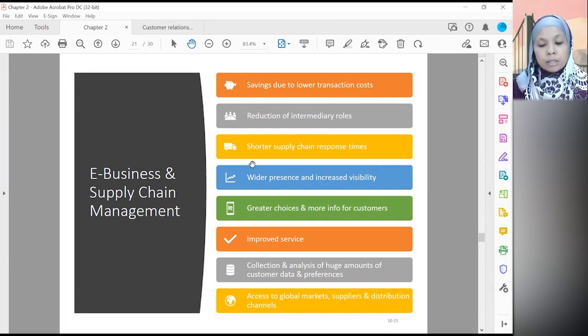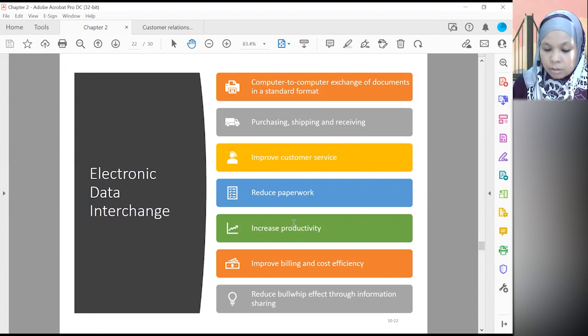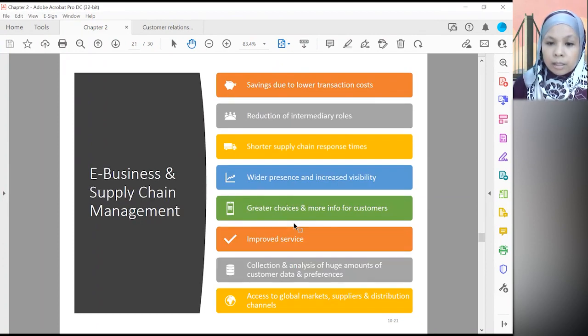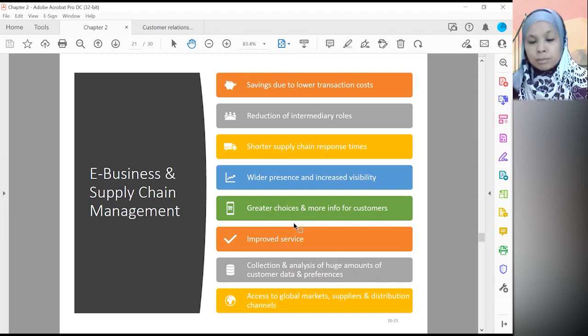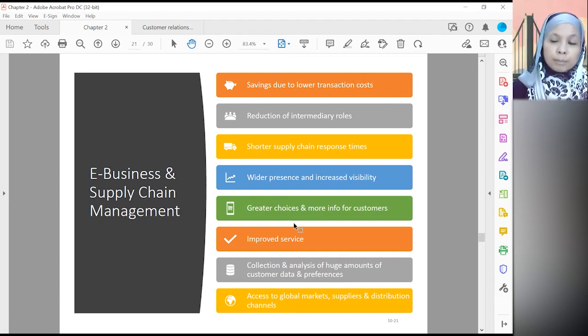And then, of course, because it's efficient, supply chain response time is faster. Okay, wider presence and increased visibility between you and all parties involved in the supply chain. And then, of course, customers have more choices and more information. Improved service. Collection and analysis of huge amounts of customers' data and preferences, because everything is being stored in the system. So you have a lot of data which you can analyze to make better predictions on manufacturing and sales. And of course, in supply chain management, you can access the global markets, not just somewhere around you.